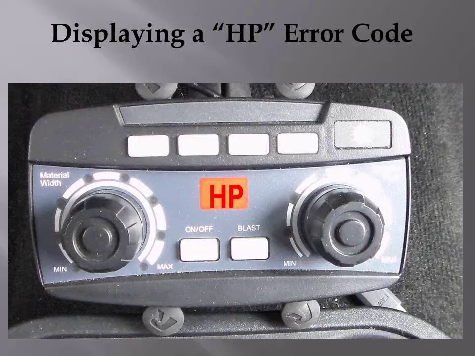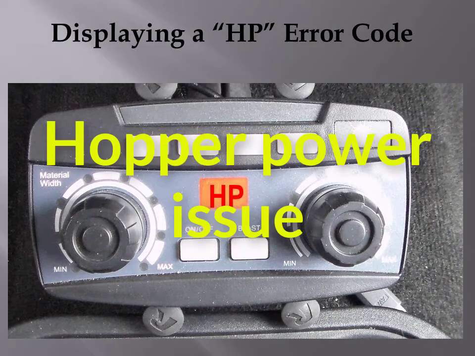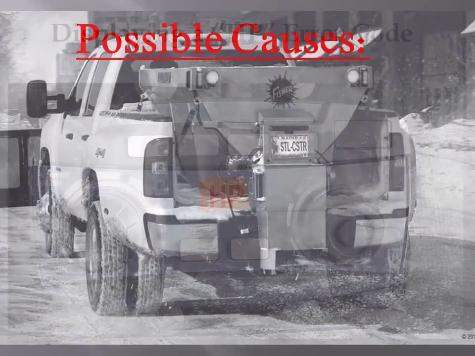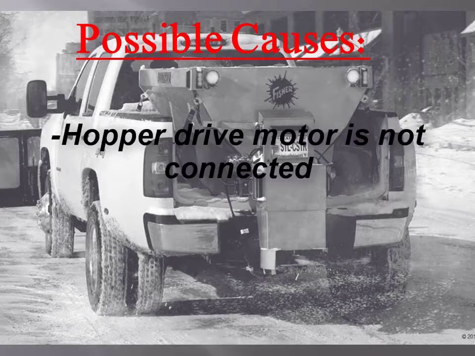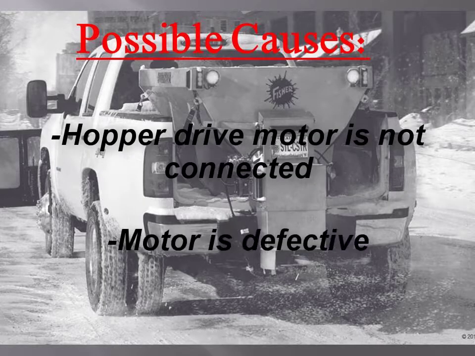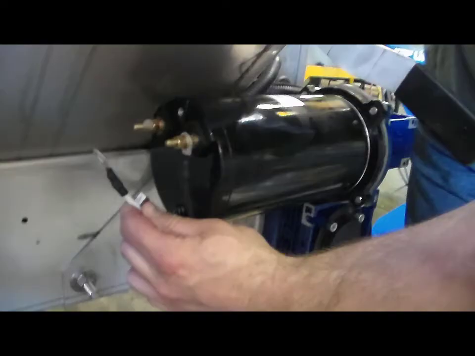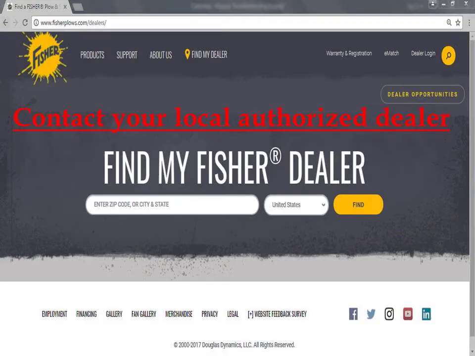The HP code shows that there is a hopper power issue or that there is no motor connected. Possible causes are that the hopper drive motor is not connected or that the motor is defective. Check that the connections to the conveyor drive motor are tight and clean. If further repair is required, contact your local authorized dealer.